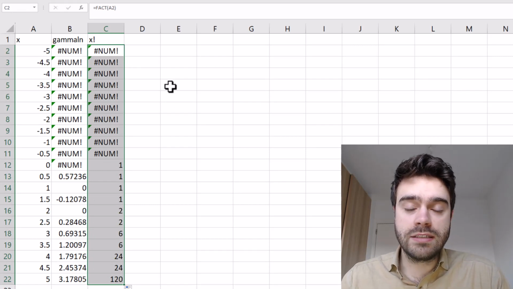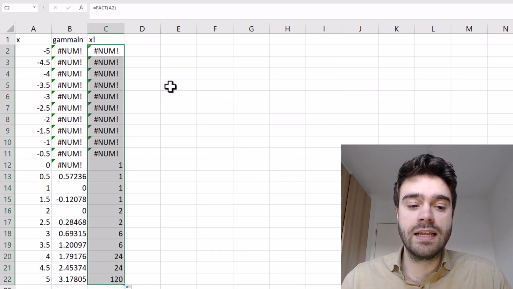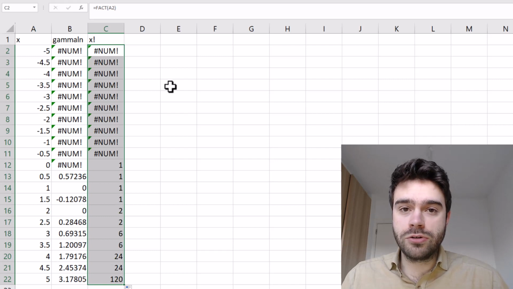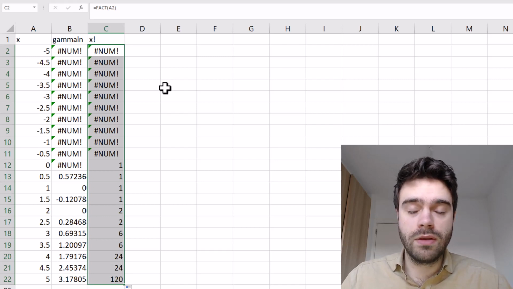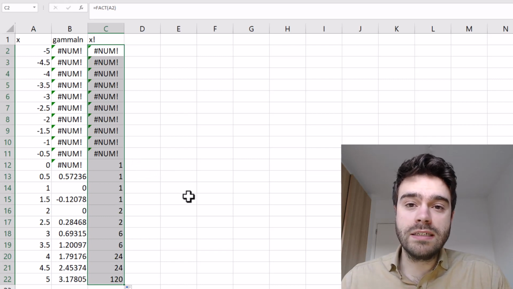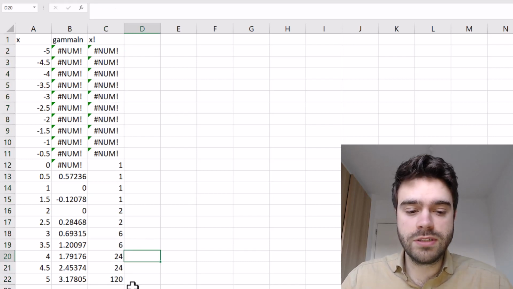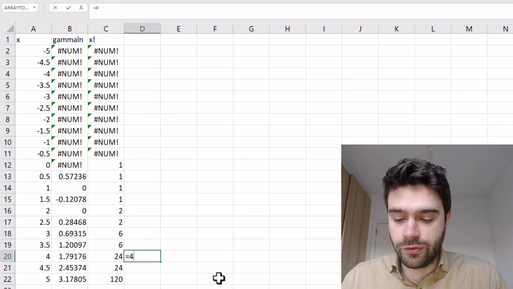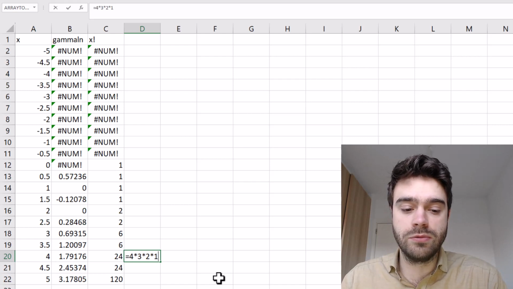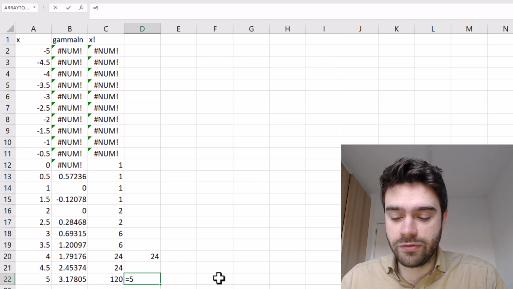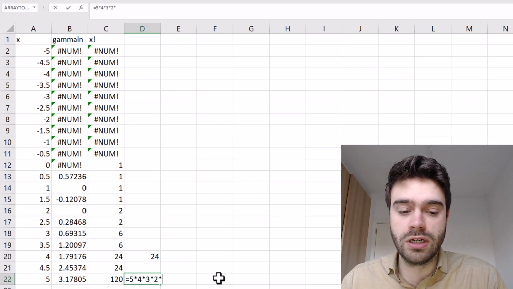Once again, you can see that for all negative numbers we get a calculation error, but we do get some results for 0. Now, how is the factorial function calculated? Well, we take a number and multiply it with all previous whole numbers that came before it. So how this 24 was calculated was by doing 4 times 3 times 2 times 1, which equals 24. And the 120 was calculated by doing 5 times 4 times 3 times 2 times 1.